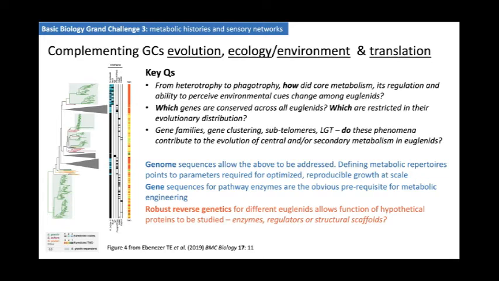And finally, it comes back to that first grand challenge and the development of robust reverse genetics for multiple euglenids. That is going to allow us to most readily test gene function, be it in testing the functionality within euglenids of the enzymes, the regulatory proteins, or the structural scaffolds that make the cells what they are. And I think we are going to stop there, please, Mark.